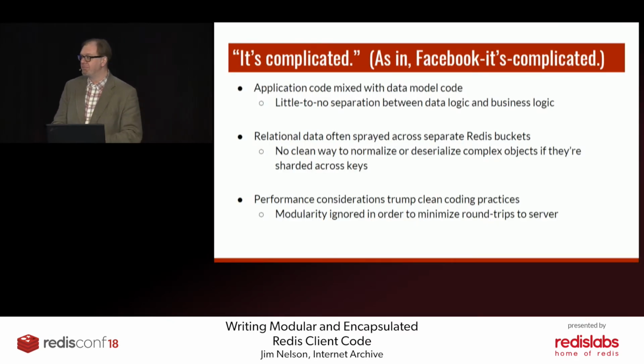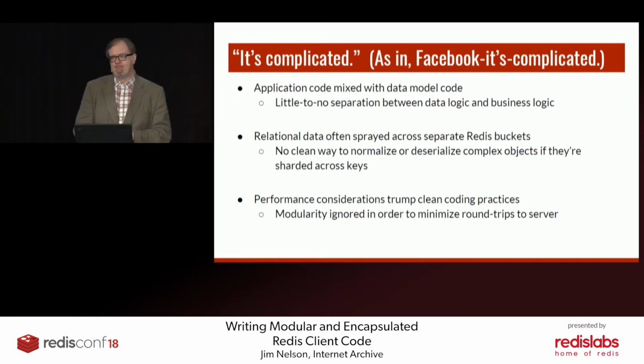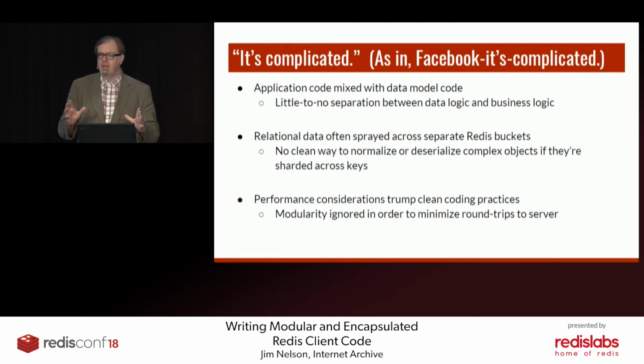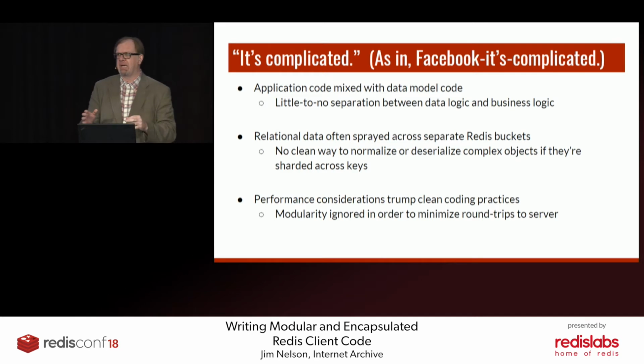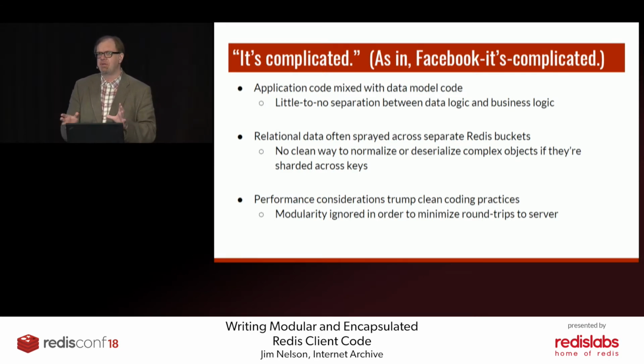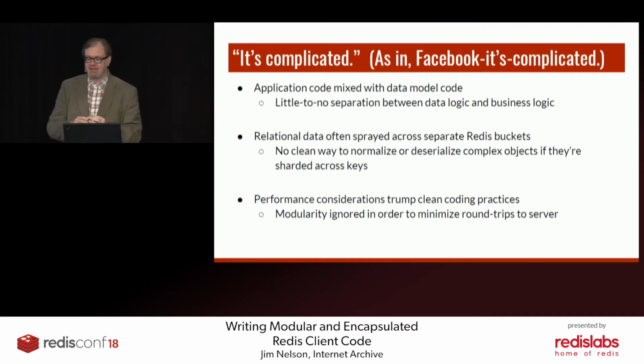So my affair with Redis is complicated, as in Facebook is complicated. Often in our code and in other code that I've seen, I find application code mixed with data modeling code. Another way to put it is that the difference between the data logic and the business logic gets blurred. I come from a world of relational databases, and in a well-defined application, there's usually a hard line between that. And with Redis, there were a lot of reasons we couldn't just do that, and I'll be showing some examples. Often, when it says relational data, I probably should just say related data.